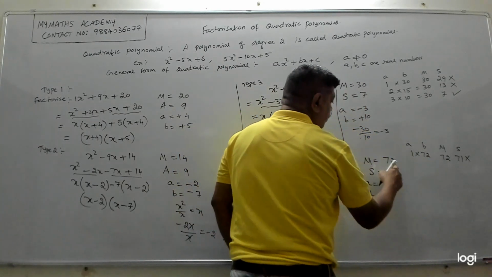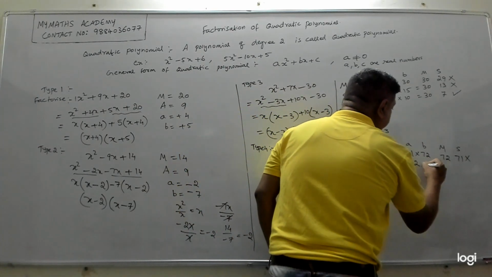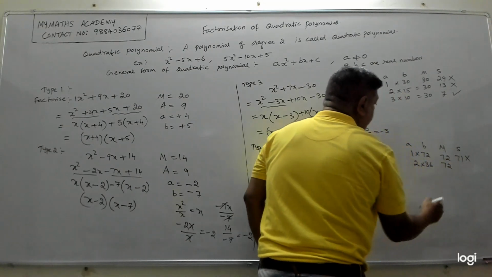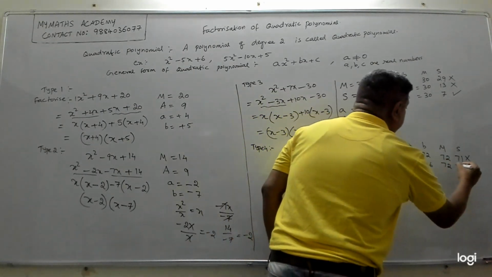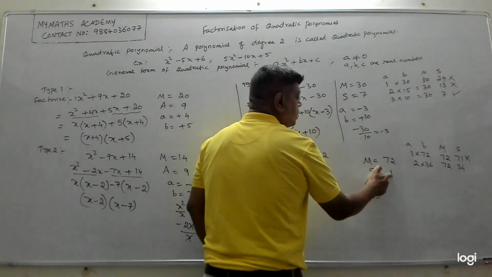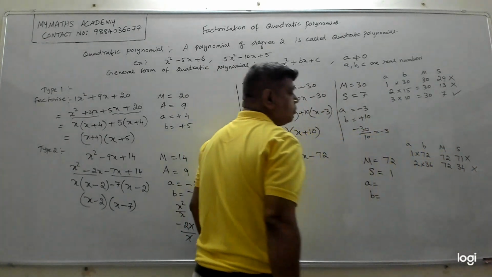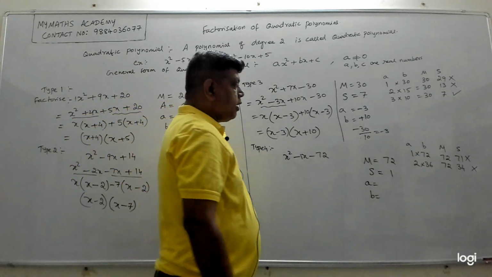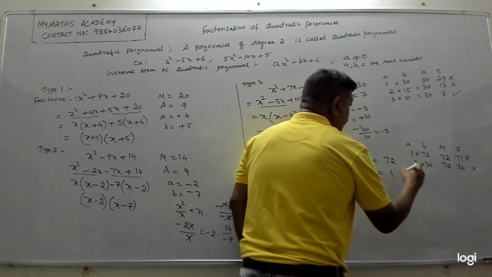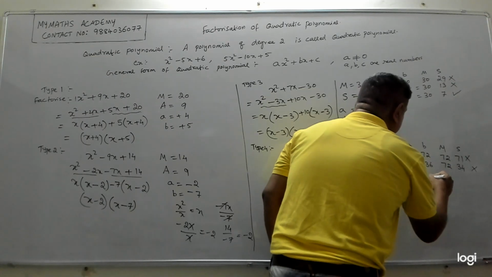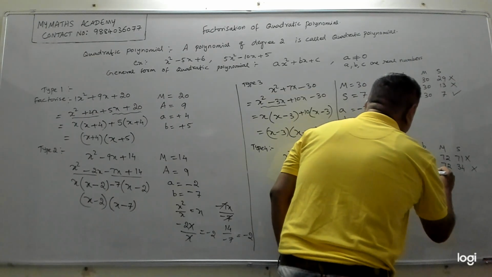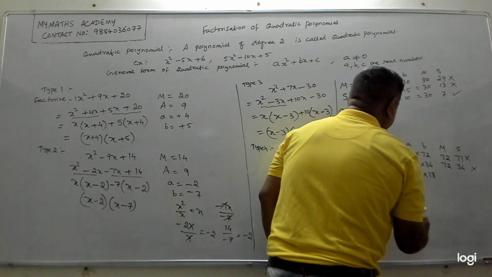Next a and b. 72 can be written as 2 into 36 is 72. And what is 36 minus 2? 34. But we should get subtraction as 1, and subtraction is giving us 34. So this also won't work. Now next one. 72, 4 will go. 4 into how much? 18. 3 also it goes.